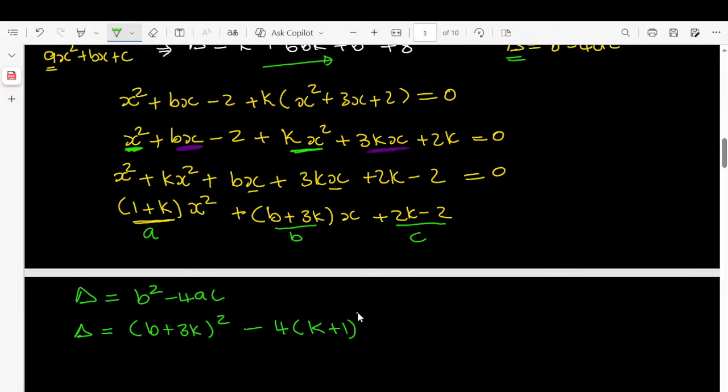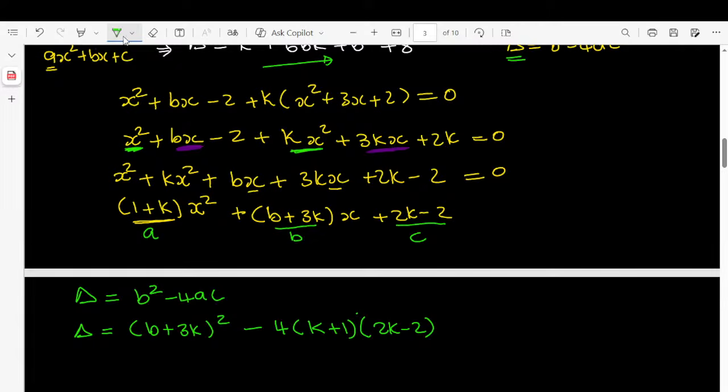And this should be what? Multiplied by c, which is just 2k minus 2. So this is your discriminant. You just have to multiply out the bracket, add the like terms, and see what you get. So first things first, let's expand.